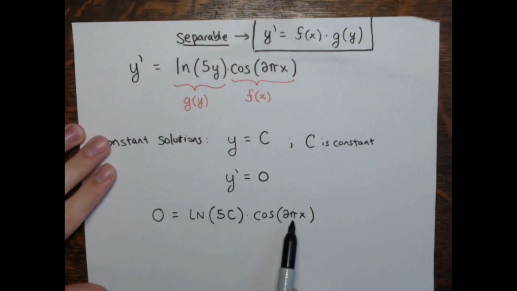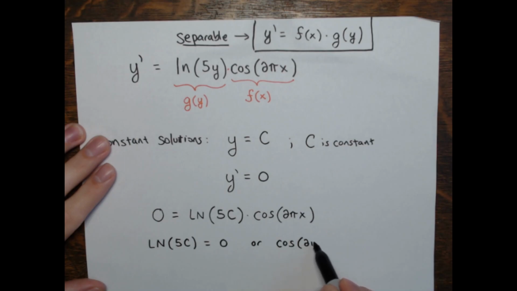So over on the right side here, I've got a product equal to 0. And you may recall by the zero product property, right? If you have a product equal to 0, then either factor could be 0, and it would still be true, right? So this natural log factor could be 0, or this cosine of 2 pi x could be 0 as well. But we're not going to get any information out of this.